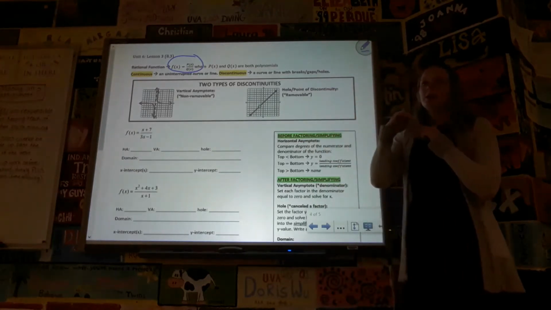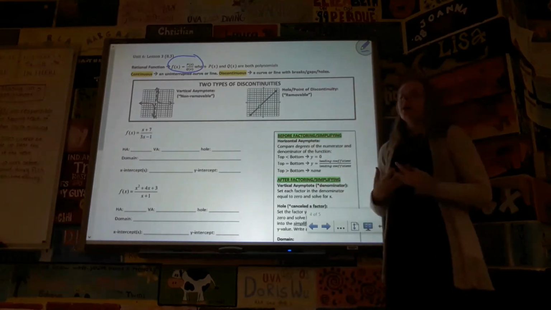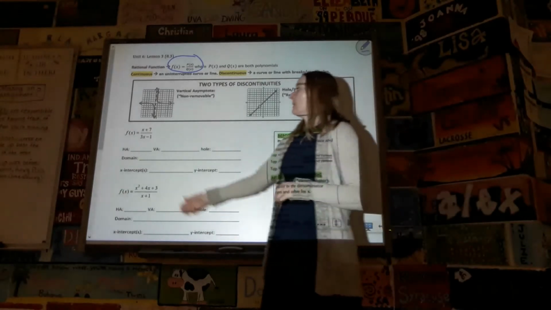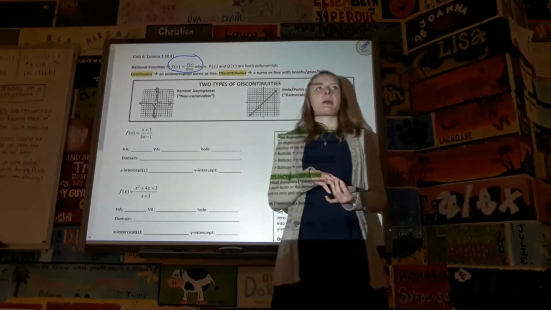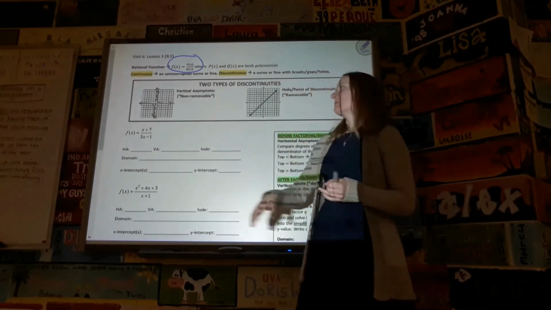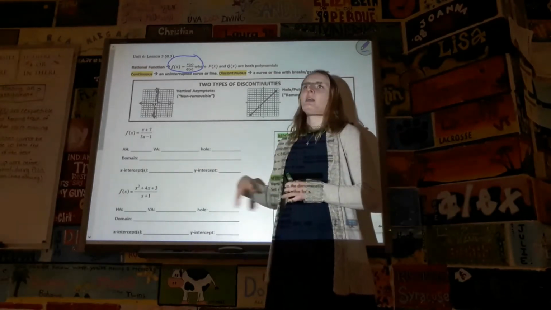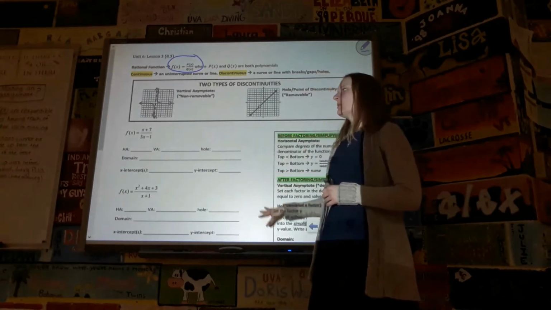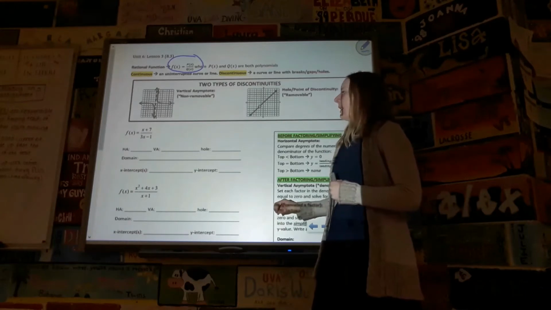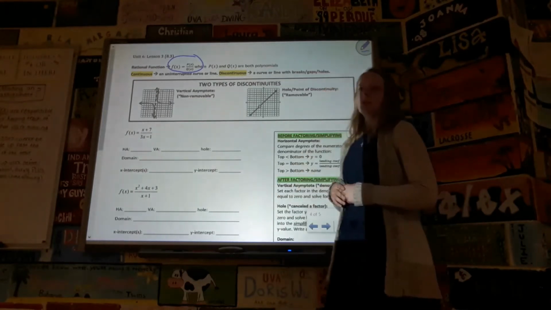Any fraction that has a polynomial top and bottom is called a rational function. So we're going to be learning how to do the same kind of things that we did last time, about the horizontal asymptotes, vertical asymptotes, the domain. We're not going to focus on the range for this one because it's a little bit too complicated. But it's going to be the same kind of thing. So it's going to be more complicated.